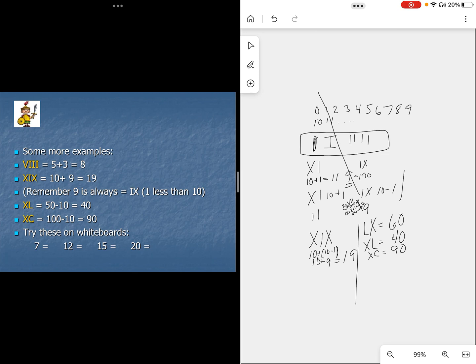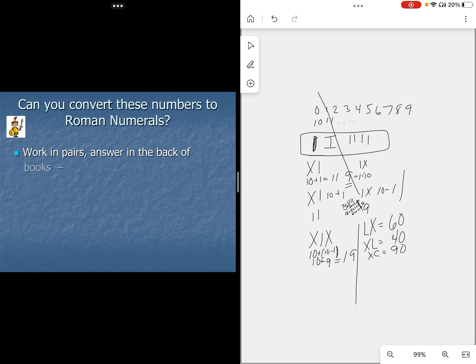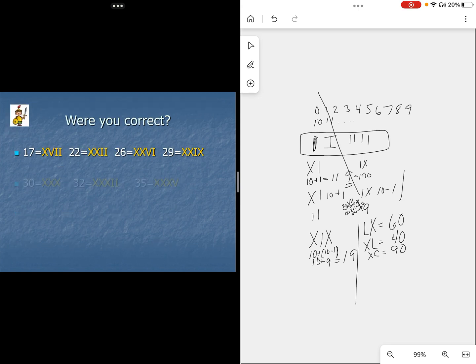Anyway, 15 would be XV. And 20 would be XX. All right. So, can you convert these numbers to Roman numerals? I'm going to let you guys try to do this. Pause the video. I assume you paused the video and tried to figure out the answers on your own, and let's take a look at what they were.